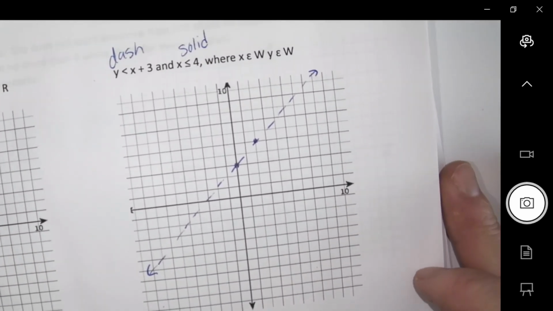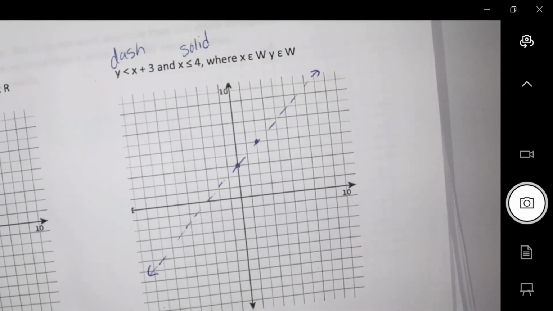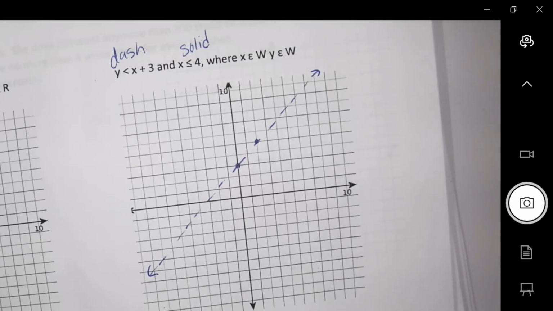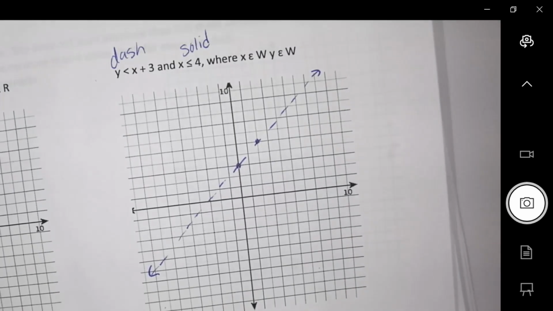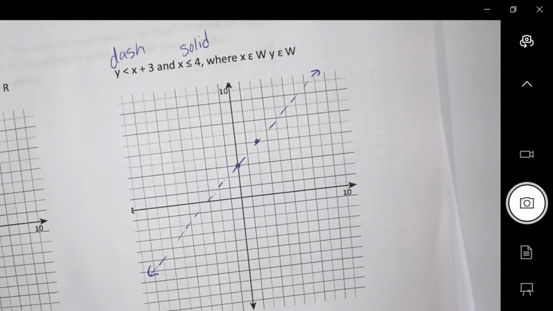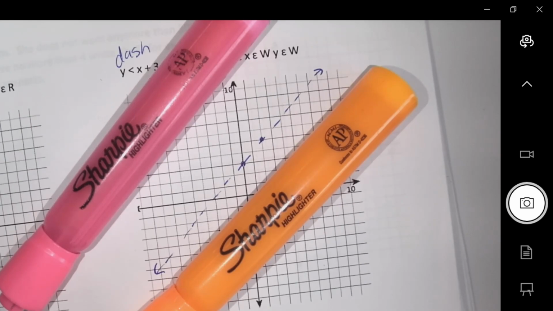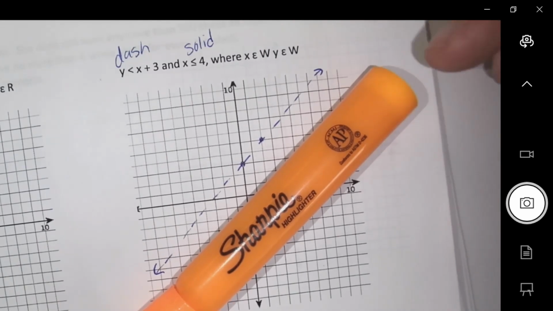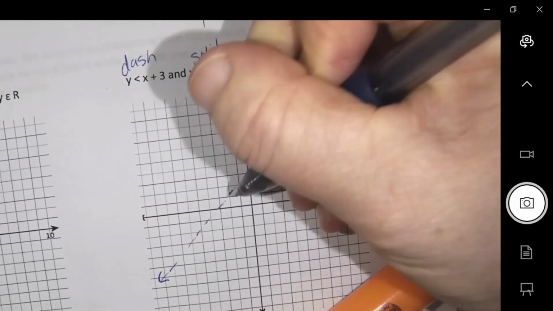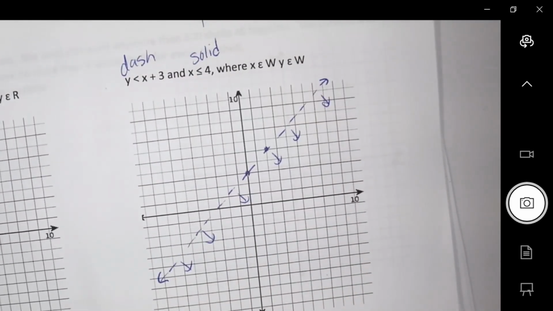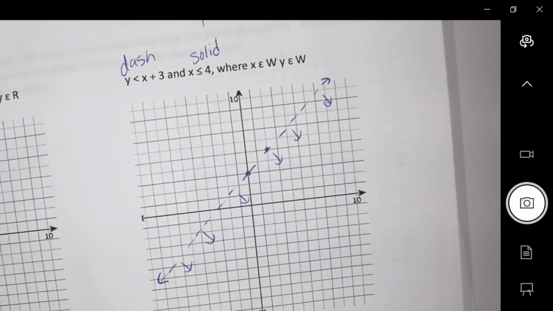So there's that line from my calculator, and it's dashed. Okay, this needs to be less than this line. Less than. Which side is less? The pink side or the orange side? The orange side is less. I'm just going to give myself some arrows to remind myself to be that way, because I don't know where to shade completely yet.